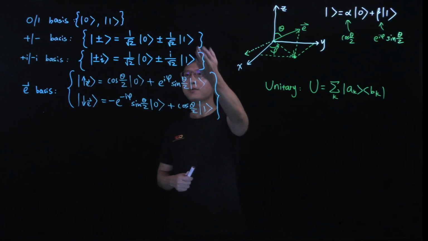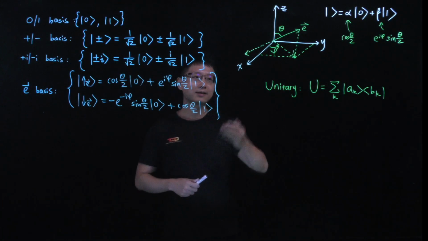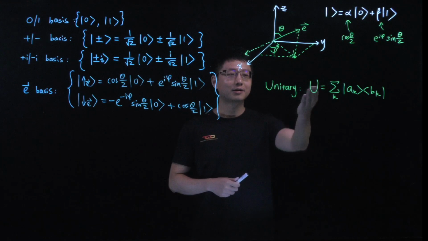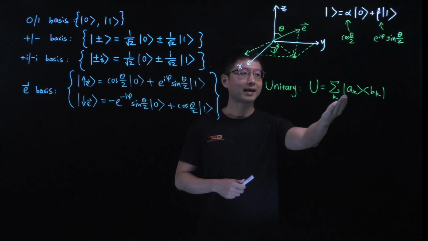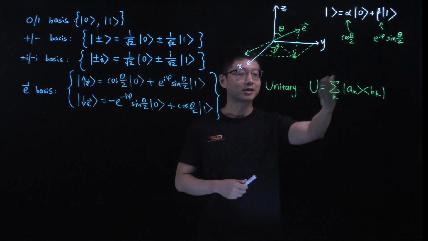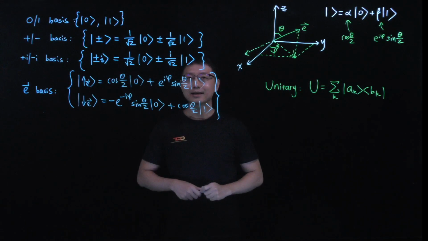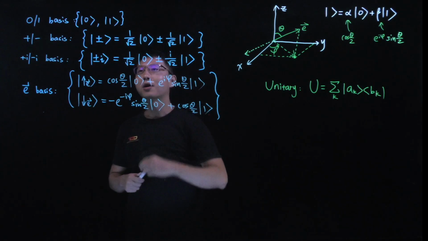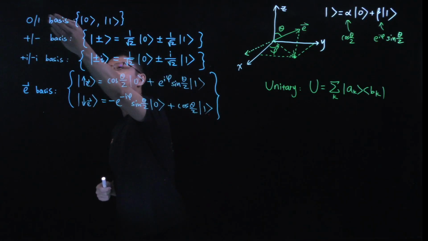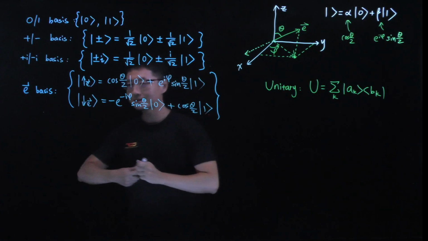How do we then transform between the bases? The answer is given by the unitary operator. So the unitary operator relates the bases A and B via this relationship over here. As an example, let's work out what is the unitary operator that relates the 0, 1 basis to the plus minus basis.